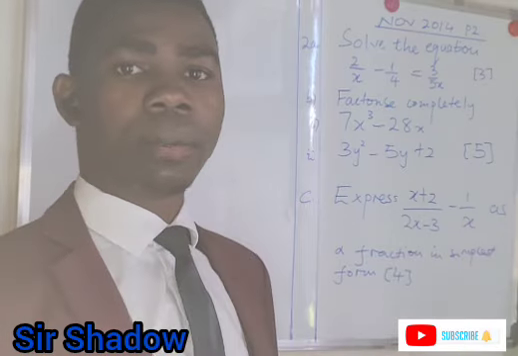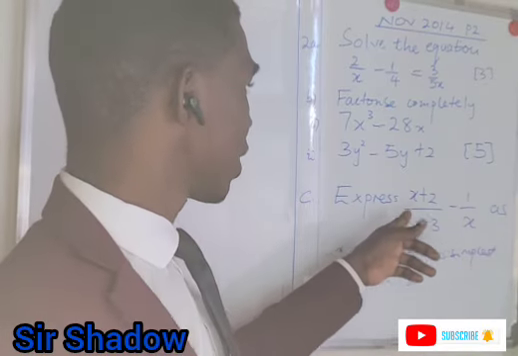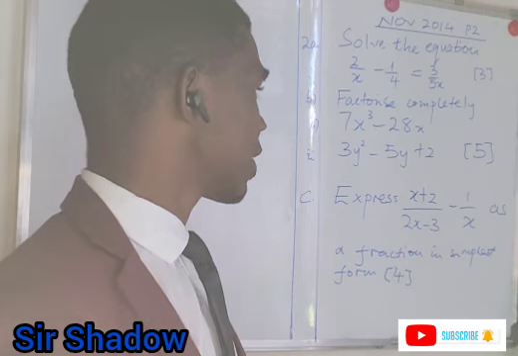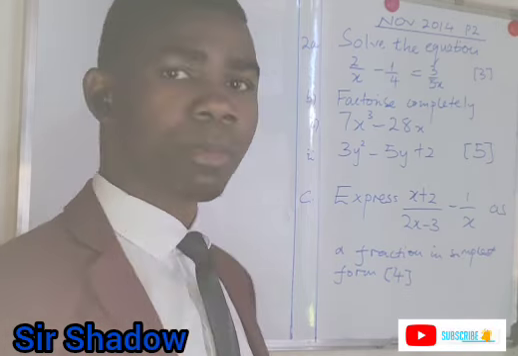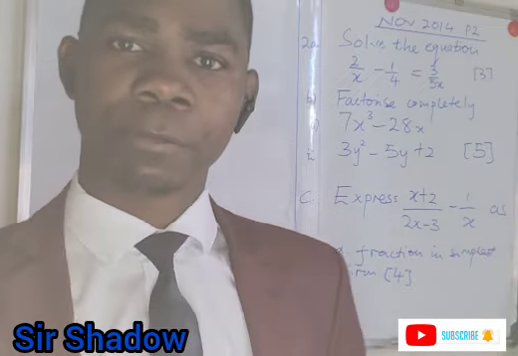Then part C, express x plus 2 over 2x minus 3 minus 1 over x as a fraction in simplest form, and 4 marks is awarded for that question.